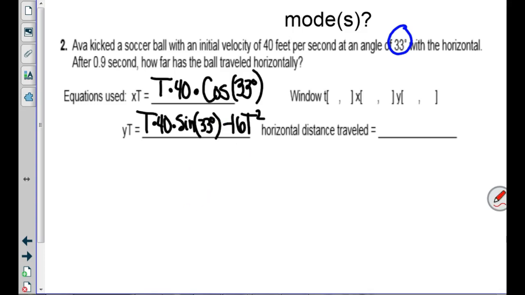What's an appropriate window? And I want an appropriate window, guys, not just any old thing. How long can it take a soccer ball to come down?